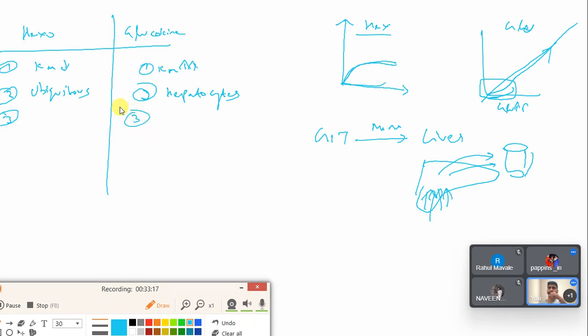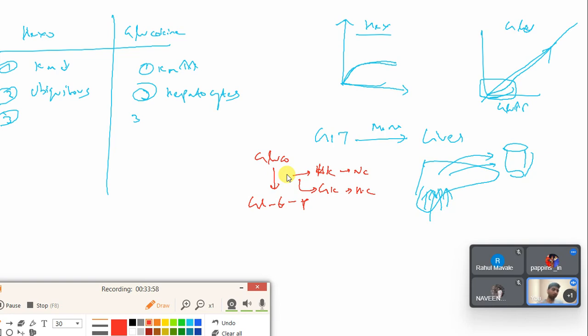Okay, I think we have covered all the points on hexokinase and glucokinase. Now, as I told you, this is the rate limiting step, the first step. So we were talking about glucose to glucose 6 phosphate, right? And here hexokinase works in normal cells, and glucokinase works in hepatocytes.